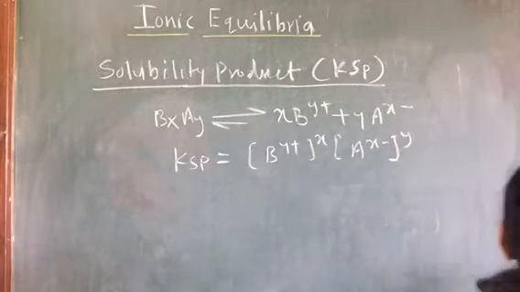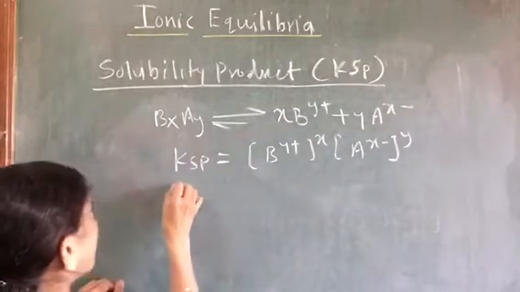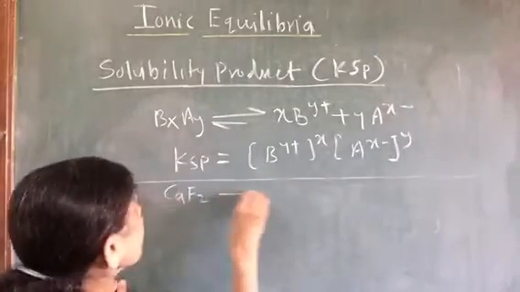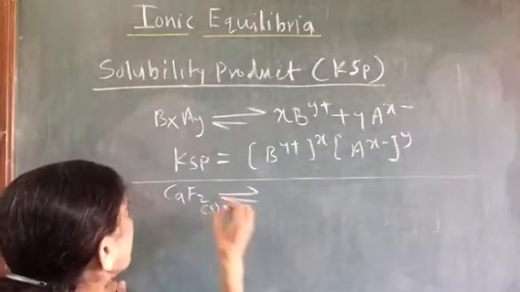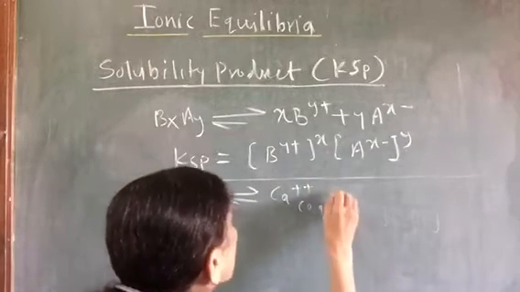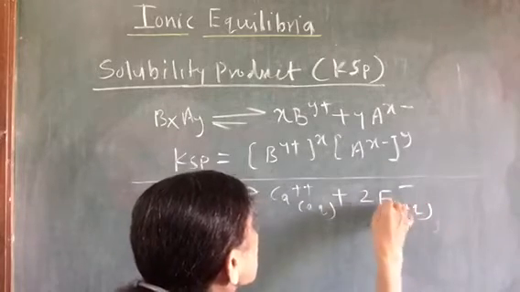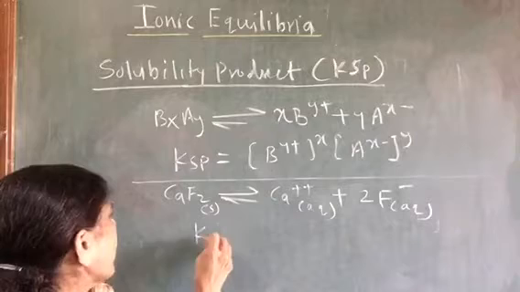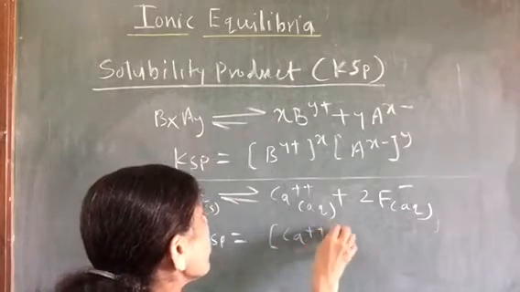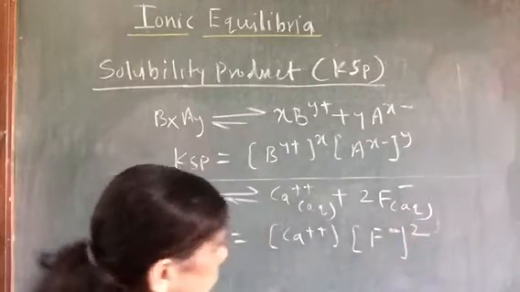We will take the example of a sparingly soluble salt like CaF2. If you take CaF2 in solid form, it will be in equilibrium with Ca2 plus ions and 2F minus ions. So Ksp will be equal to Ca2 plus ion concentration into F minus ion concentration raised to 2.